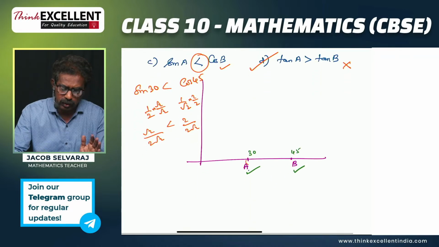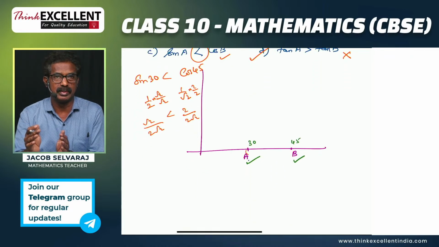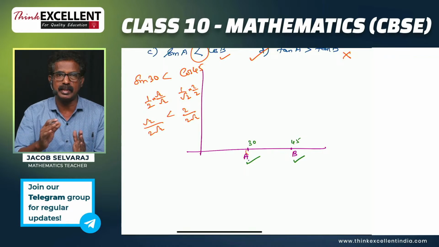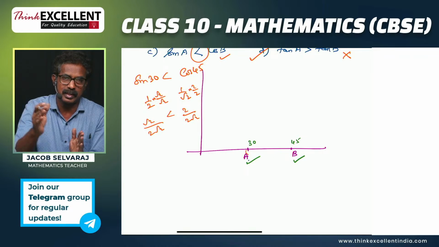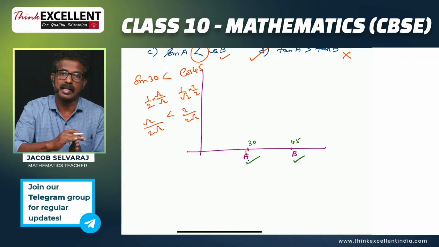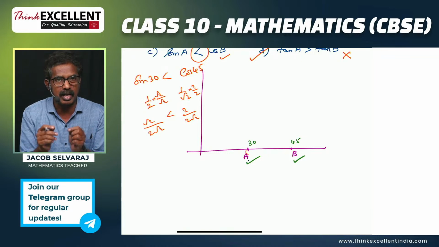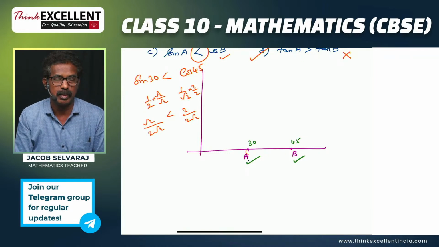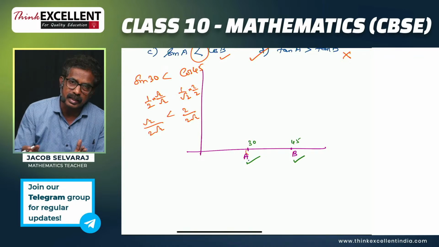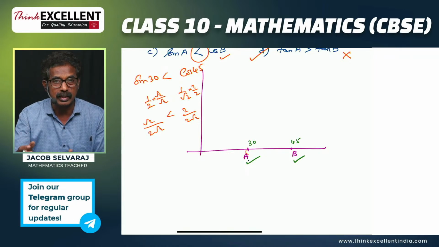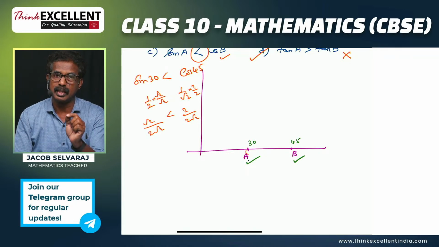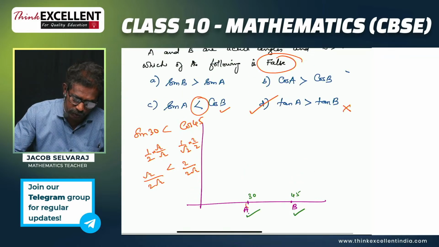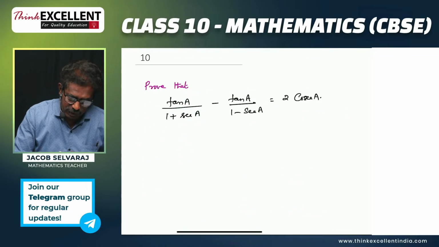So what you have to understand here is the graph. Sine values from 0 to 90 are increasing, right? As theta increases, sine theta also increases. But for cos, as theta increases, cos theta value decreases. But for tan, as theta increases, tan theta value also increases. That is from 0 to 90. For your level, they will ask only up to 0 to 90. Hope you understood this question. It's a very good one. Now let's move on to the next question.